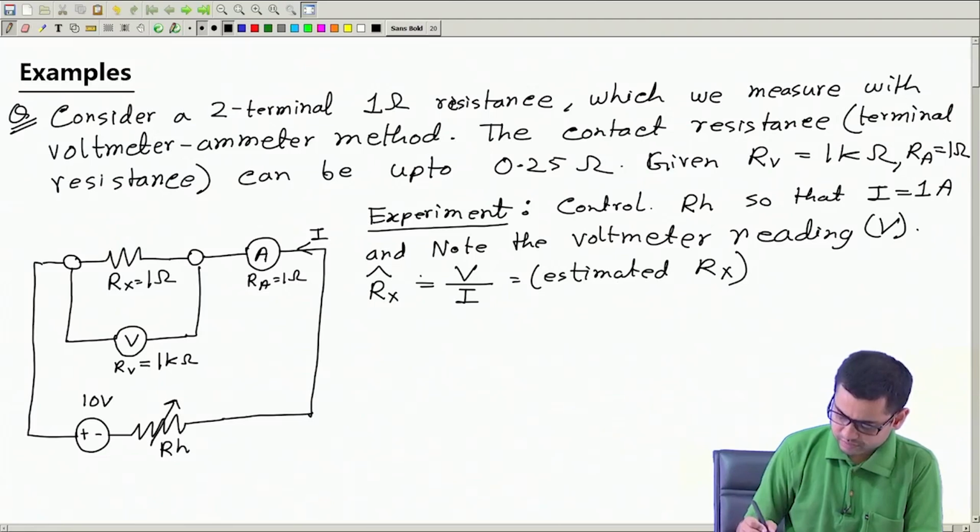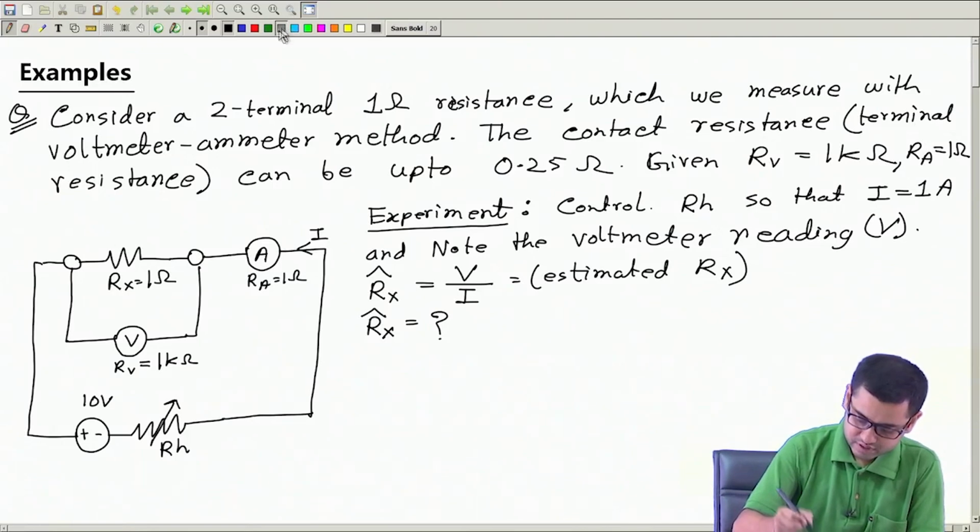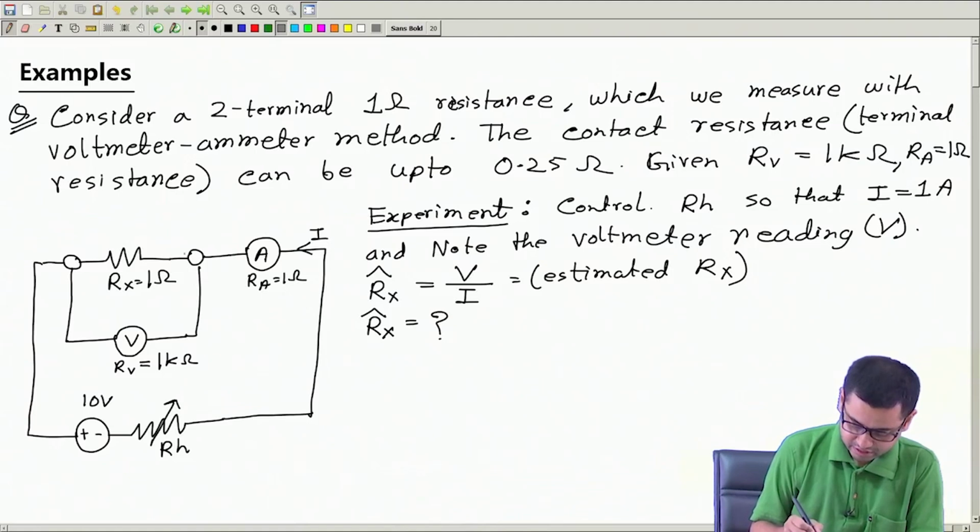So what will be this estimated value, Rx hat? We will control this rheostat, and we know that the circuit resistance here is around 1 ohm. We can have some contact resistances here, like 0.25 ohm, then another 1 ohm. All these resistances plus this rheostat RH together should be such that the current I is 1 ampere. Under that condition, what will be the value of V? Now this I is 1 ampere, and we know that the contact resistance can cause up to 0.25 ohm in this contact.